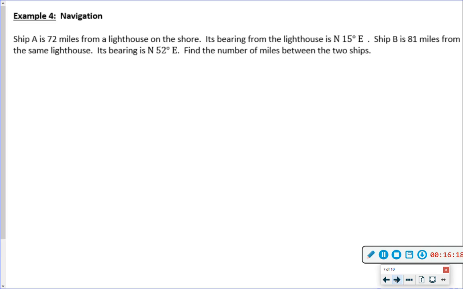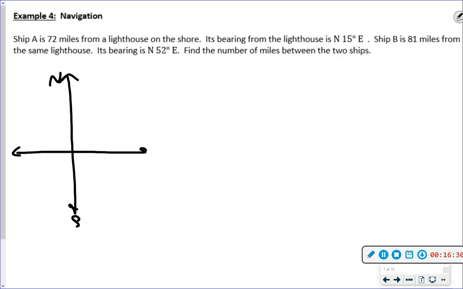So first thing I'm going to do is just draw my compass rose. North, south, west, east. Just get your graph grid going here. Now, we always graph anything, we always start from the origin. So this is where your lighthouse is. You like that picture? That's all I got in me today, lighthouse.